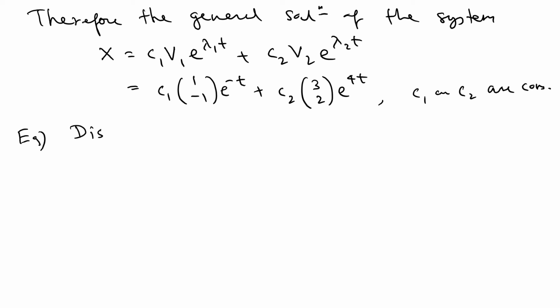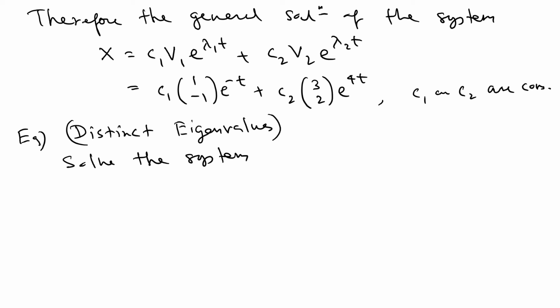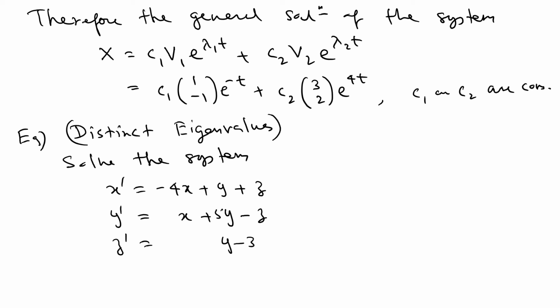Distinct eigenvalues. So let's say solve the system: x prime equal negative 4x plus y plus z, y prime equal x plus 5y minus z, z prime equal y minus 3z.